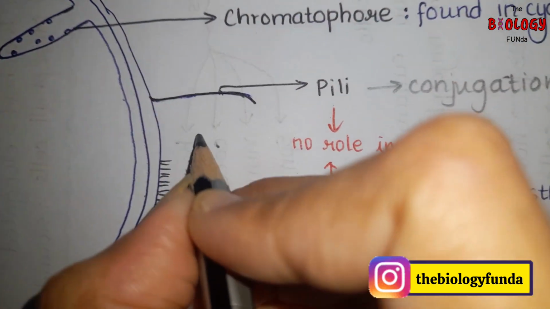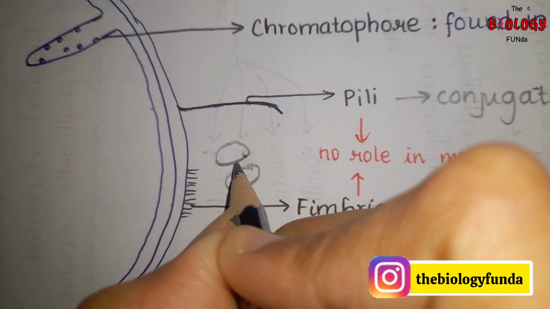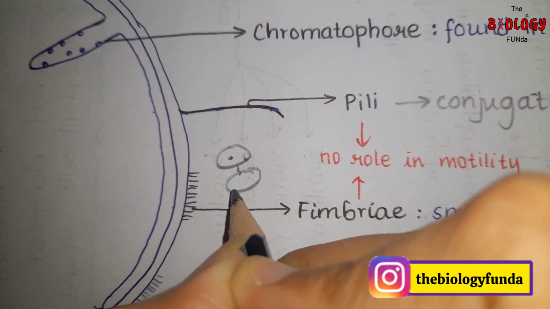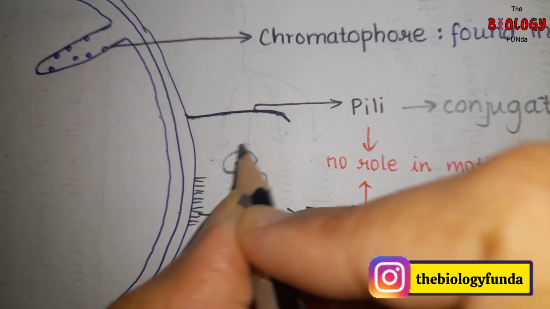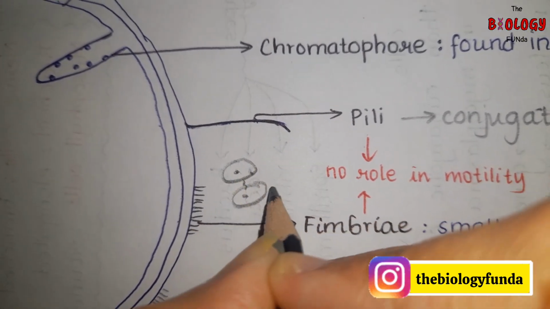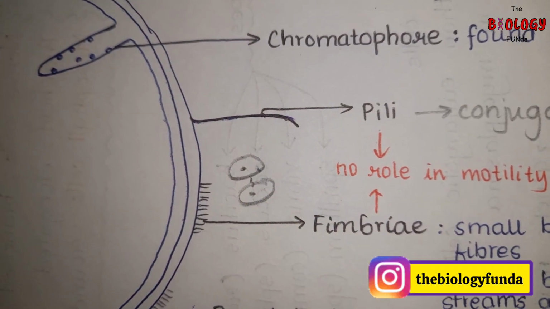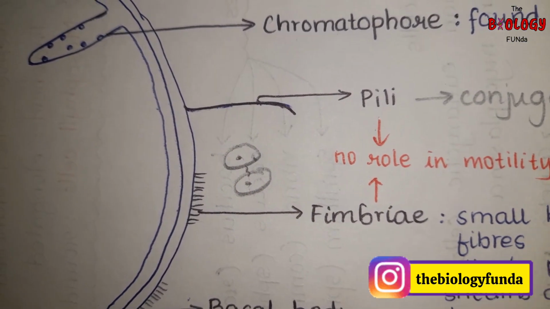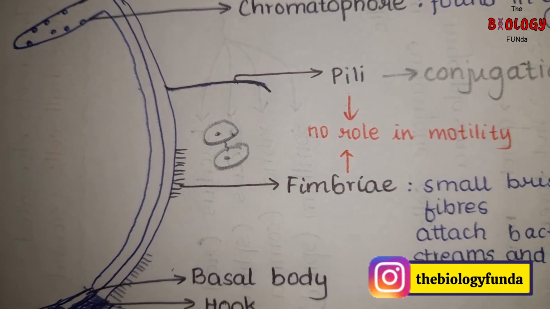Like if there are two bacteria, through pili the DNA is transferred to the other bacteria. This is another kind of sexual reproduction in bacteria. It's a type of sexual reproduction in bacteria, not totally a sexual reproduction.